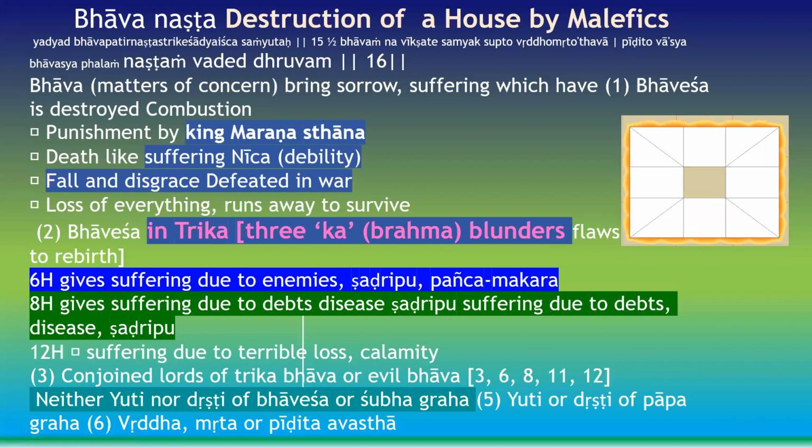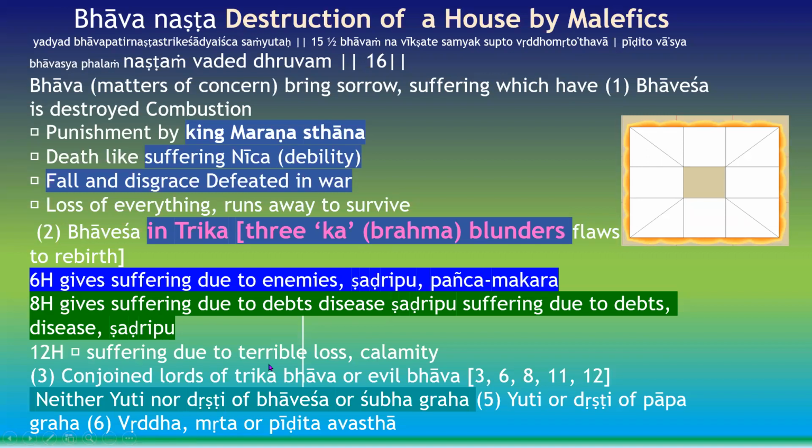So this lifetime we have to figure out what debt we have to pay, what rent we have to pay. Okay, so the eighth lord then becomes very malefic, and we will suffer in order to pay the debts. Then the 12th lord can bring in terrible loss and calamities. Okay, and if you have any of the bhaveshas, or the lords of any of these houses, conjoin these, then it's going to give you some trouble.